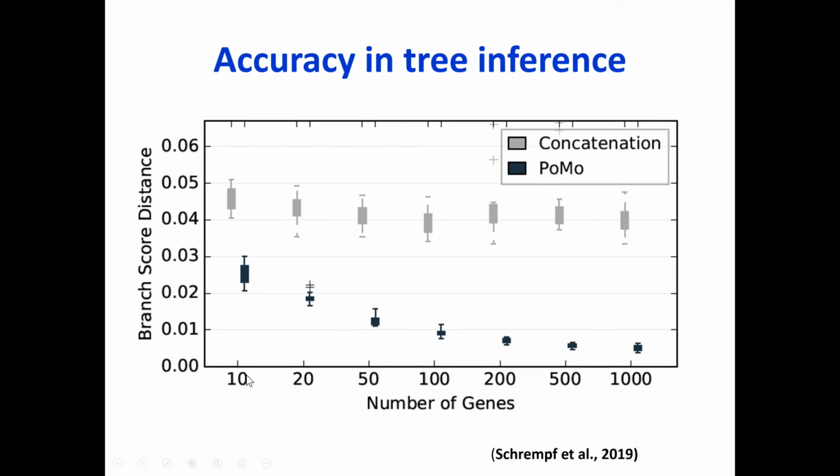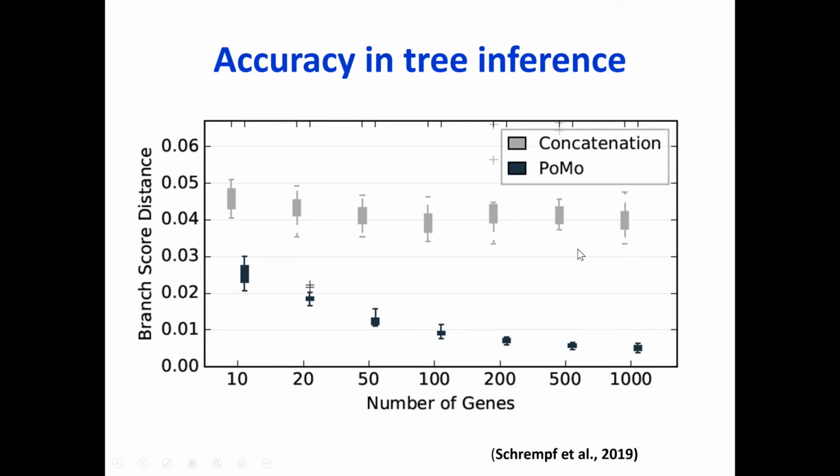So here we increase the data with the number of genes. The typical gene length would be 1,000 nucleotides. The error is measured by branch score distance. So that measures differences in topology, as well as differences in branch length. So what you would like to see from a method, like here POMO, is that if you increase the amount of data, hopefully your branch score distance, the distance between the true simulated tree and the one you're inferring, should go down to 0, or at least decrease.